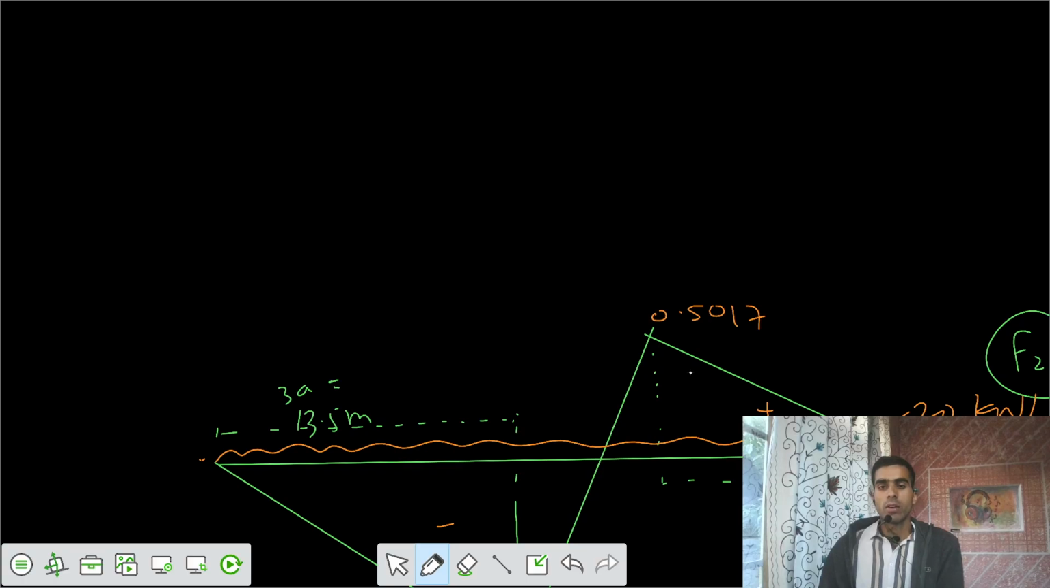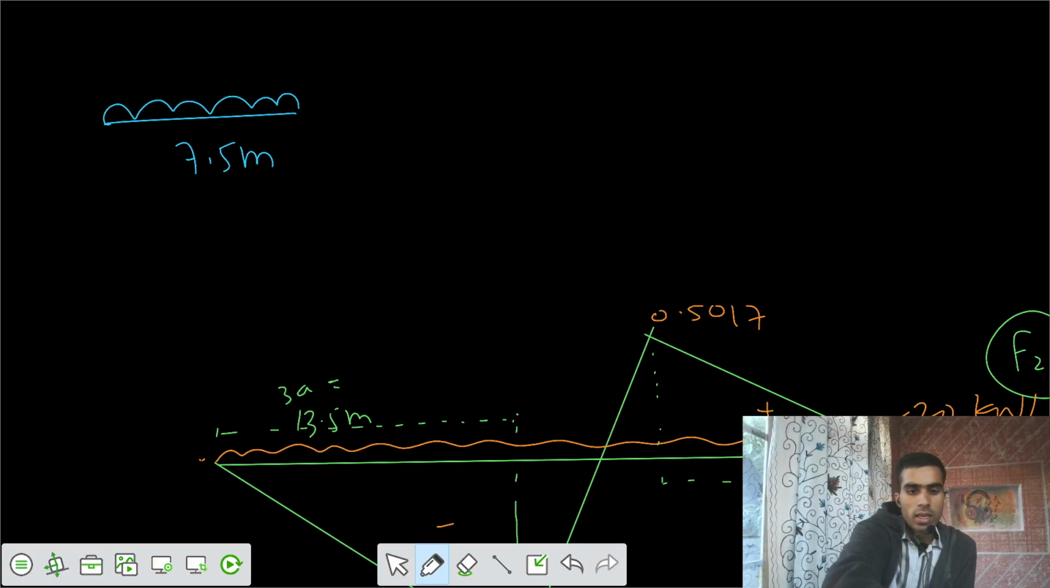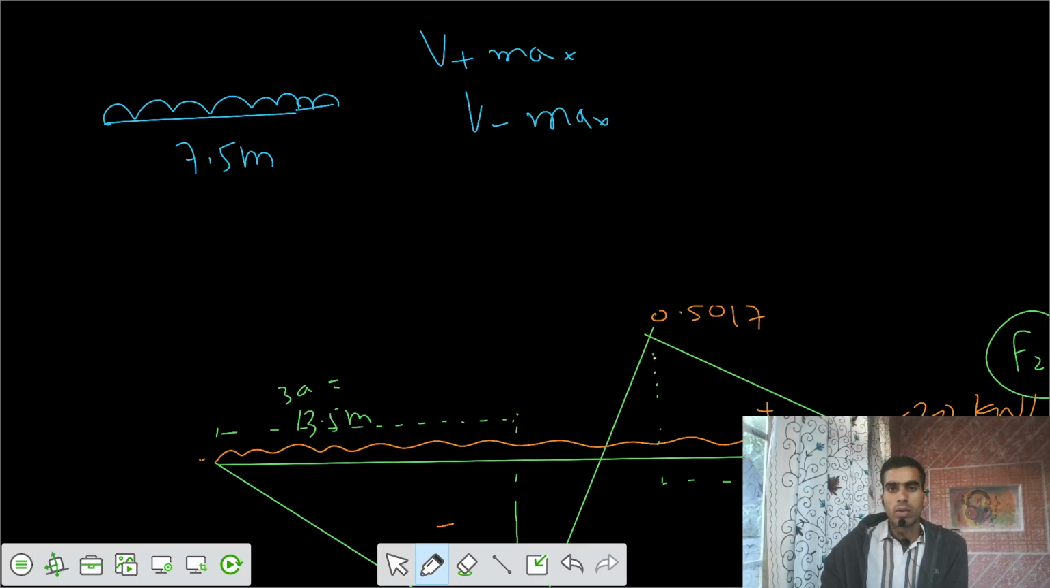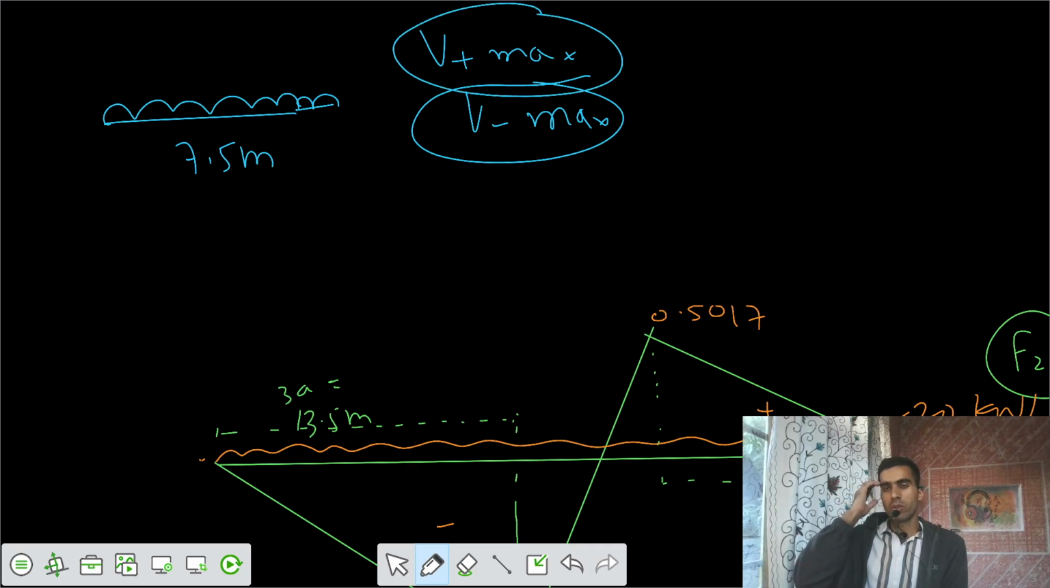Now for the live load, that's only a length of 7.5 meter. That has to be placed in such a way that we want that function to be maximum. So we have two different cases: V positive maximum and V negative maximum. If I want positive shear to be maximum, then I have to place the UDL on that positive side only.